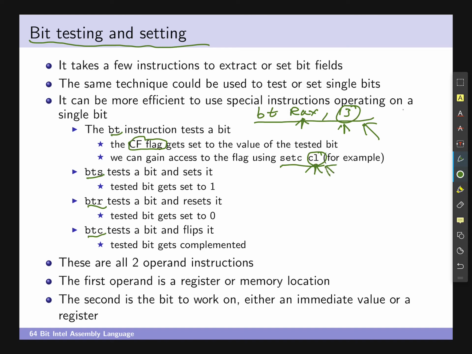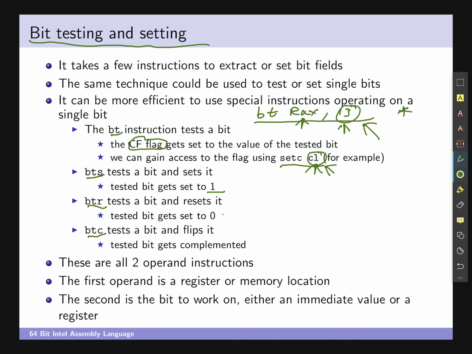And then we have a BTS, which tests what the bit is, exactly the same as we have over here, and will store the result in the carry flag, but it also sets that bit to 1. So it does 2 things. It does a test and a set. So that's what the T and the S stand for, test and set.